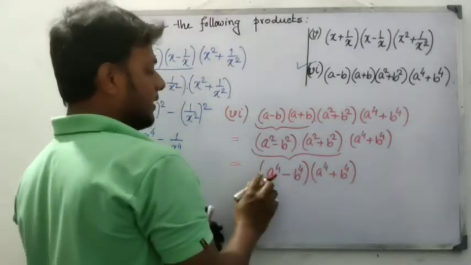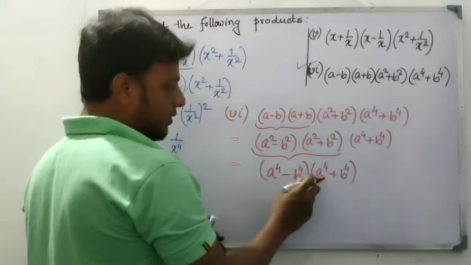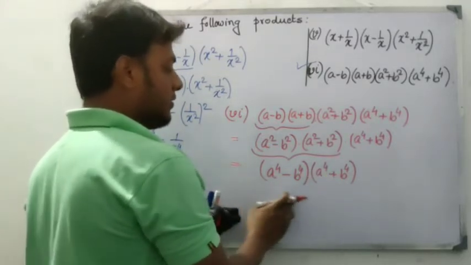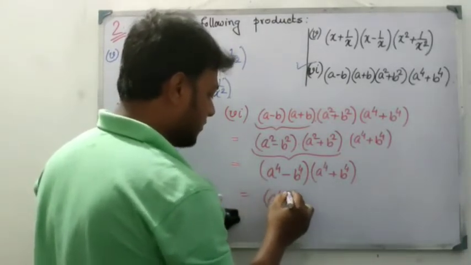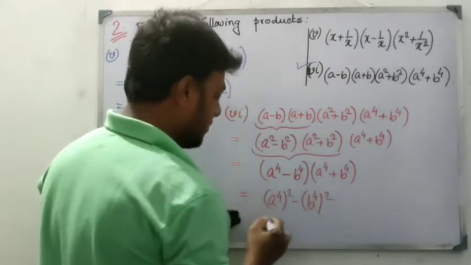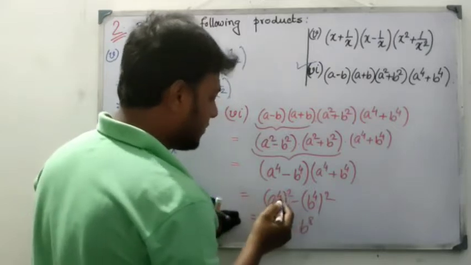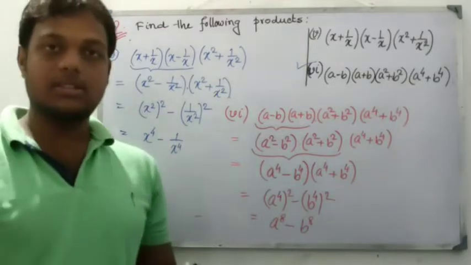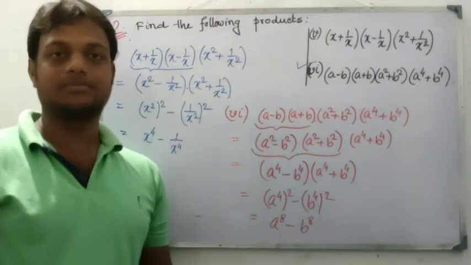Again it looks like (a − b)(a + b), first minus second into first plus second. So the answer will be the first one squared minus the second one squared, so it is a to the power 8 minus b to the power 8. We can multiply these two, okay? That is right. So this completes the solution, and this completes the 2 series. The rest of the problems from the 2 series you have to solve.